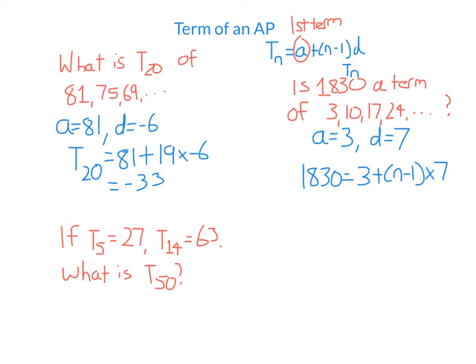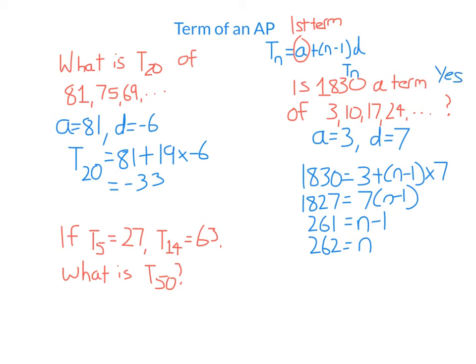Again, I'm looking for, if 1830 were a term of this sequence, which number term would it be? Which number term is n? So I just need to solve this equation. What I'm going to do is subtract 3 from both sides to make this easier to work with. Then if I divide each side by 7, I get 261 is equal to n minus 1. Add 1 to both sides. Because n is a whole number, 1830 is actually a term of this sequence. I've just calculated that 1830 is the 262nd term of this sequence.